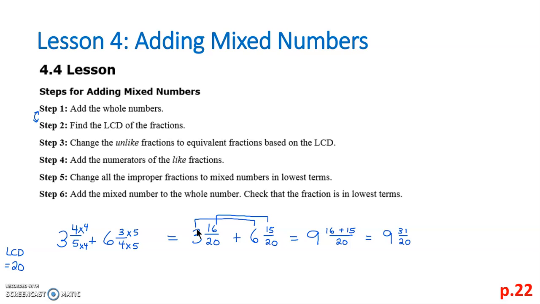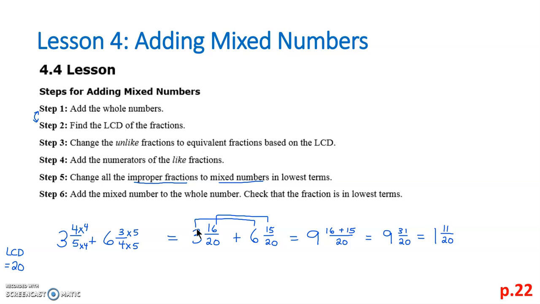So what we're going to do is step 5, we're going to change our improper fraction to a mixed number in lowest terms. So we're going to focus on the 31/20, and we're going to change that to a mixed number. And we'll just hold on to that 9 beside. So 20 goes into 31 once, with 11 left over 20. That fraction is in lowest terms, so now I'm ready to go to step 6.